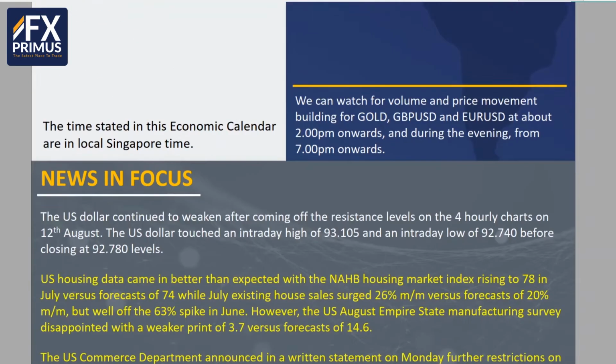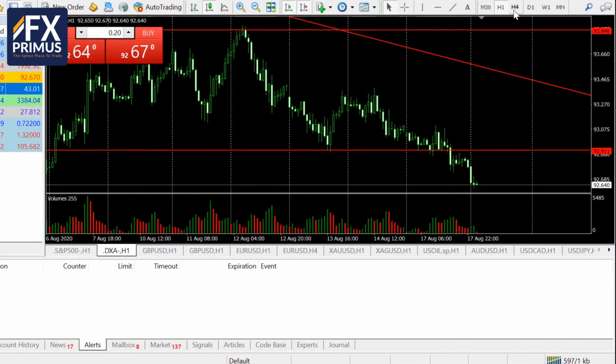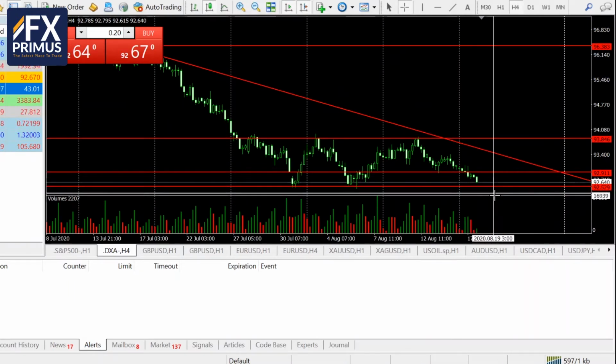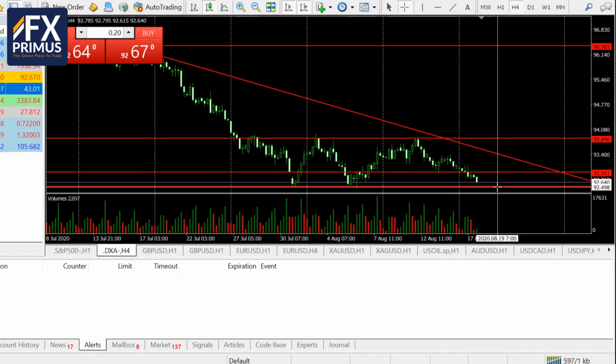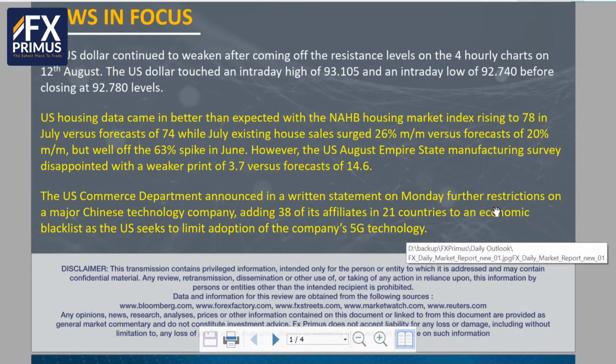So news in focus wise, the US dollar yesterday continued to weaken, coming off from the resistance levels on the 4-hourly charts. So the US dollar hit the resistance levels on the 12th of August, which was last Wednesday. And the US dollar has continued to weaken, and it looks like it's coming towards the support levels over here. The support levels of 92.50. Okay. So before we get into that, for yesterday, minor economic data was announced from the US.